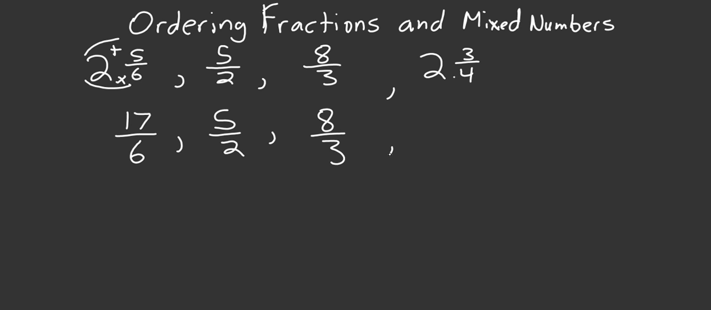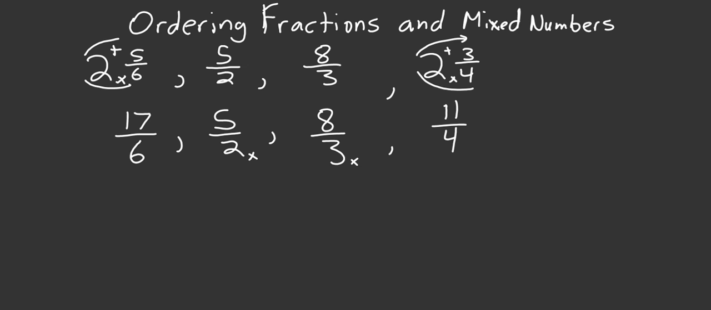And 2 3/4, well, I would do 2 times 4 would give me 8. 8 plus 3 gives me 11, so I have 11/4. All right, so I need to look again at the denominators, see if I can ignore any of them. So I've got a largest denominator of 6. Well, I can ignore my 2 and my 3 because those are both factors of 6. So it leaves me with 4 and 6.